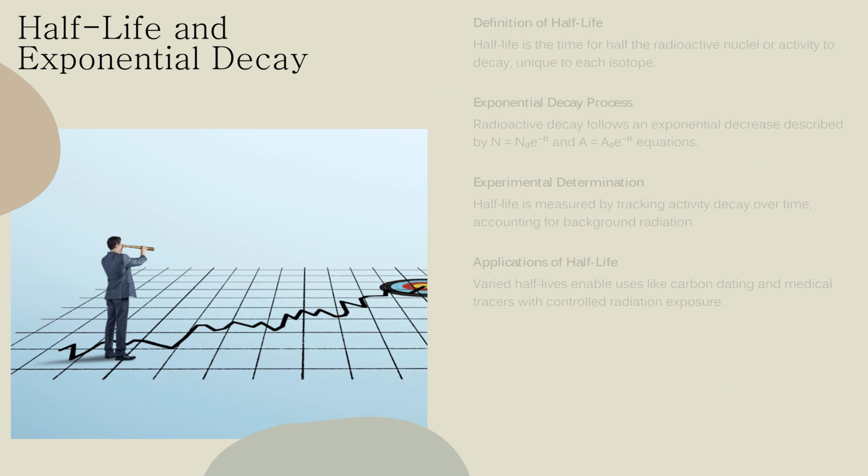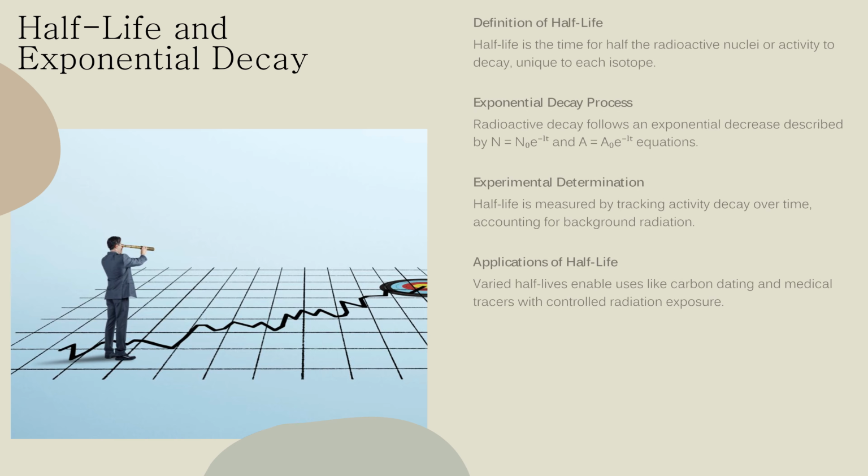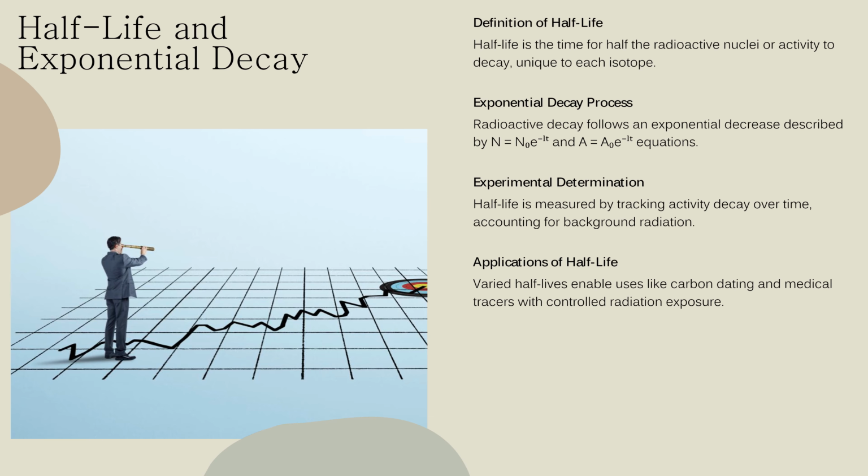Half-life is defined as the time taken for the number of undecayed nuclei, or equivalently the activity of a radioactive sample, to reduce to half its initial value. It is a characteristic property of a particular isotope and is independent of the amount of substance present. Because radioactive decay is a random process, half-life emerges from statistical behavior across large numbers of nuclei. After one half-life, half the original nuclei remain. After 2 half-lives, 1/4 remain, and so on.